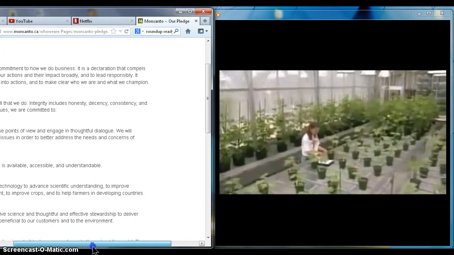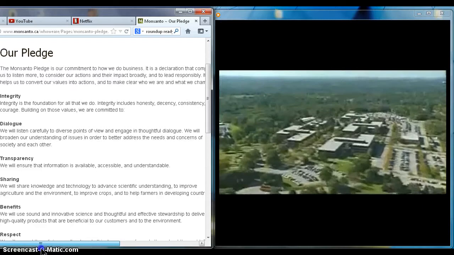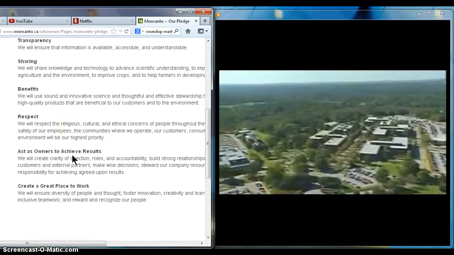Founded in St. Louis, Missouri in 1901, it was not always an agricultural company. It was one of the largest chemical companies of the 20th century.